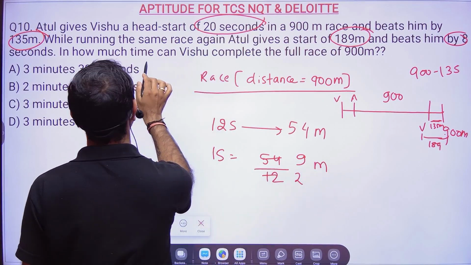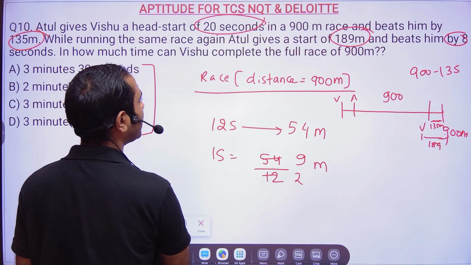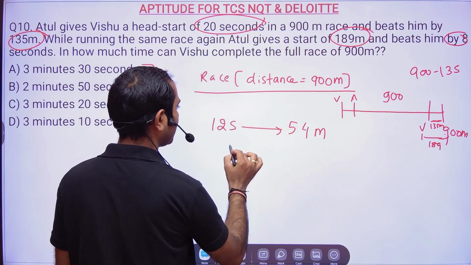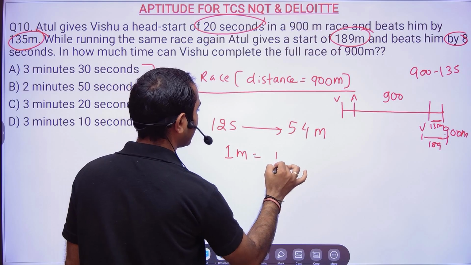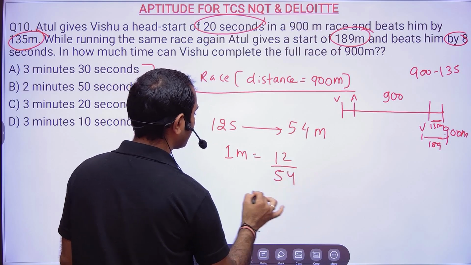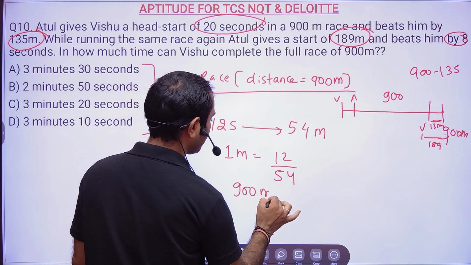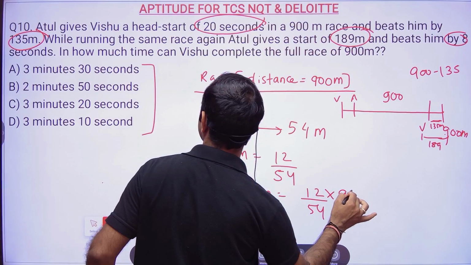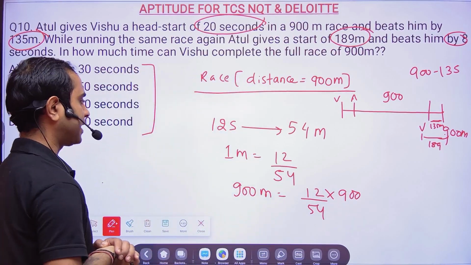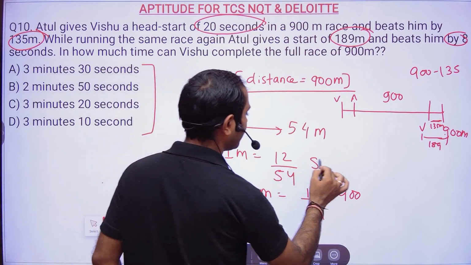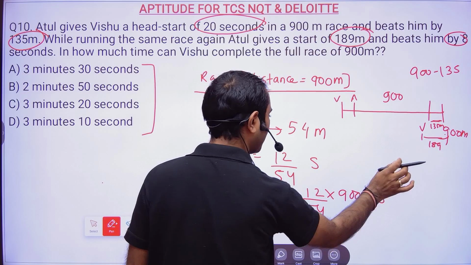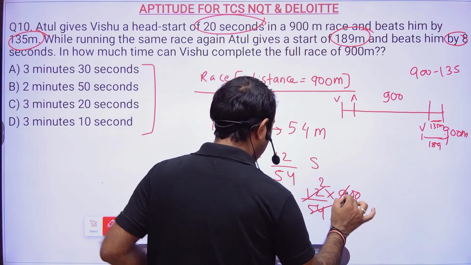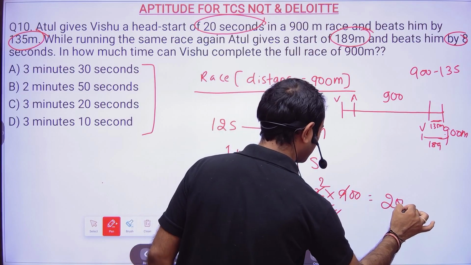So they are asking in how much time can Vishu complete the race of 900 meters, or we can do it like this, we'll go meter-wise only. So for 1 meter it is 12 by 54. So for 900 meters, what we will do, 12 by 54 into 900, because we have to find out time anyway. So here we will get it in seconds, minutes we'll convert into seconds. So 9 6s and 6 2s, 200 seconds.